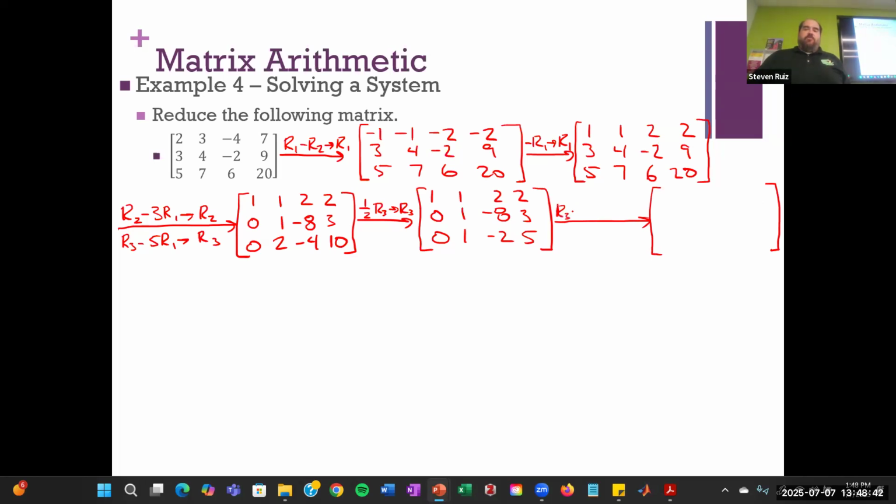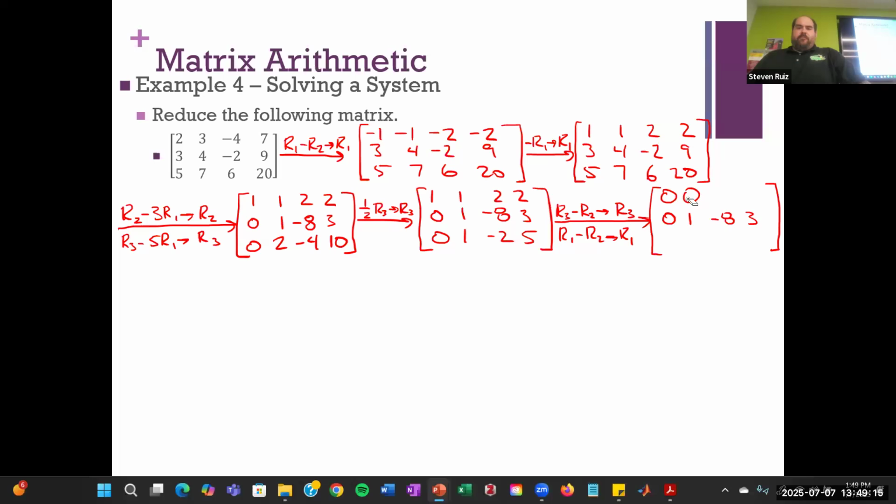Row 3 minus row 2, and put it back in row 3. Okay. That's one thing we can do. Row 1 minus row 2 to row 1. So row 2 is not going to change: 0, 1, negative 8, 3. Row 3 minus row 2. So 0, 0.